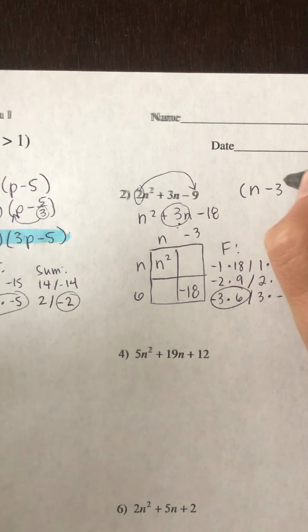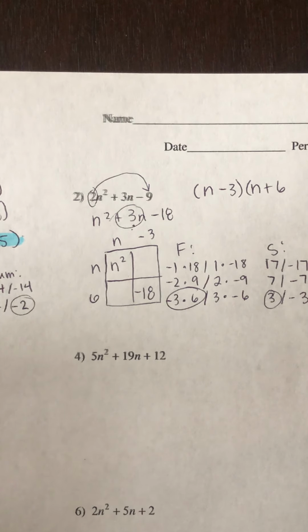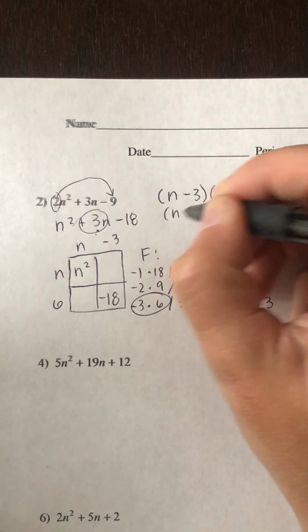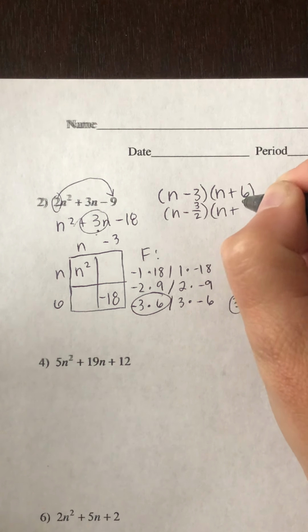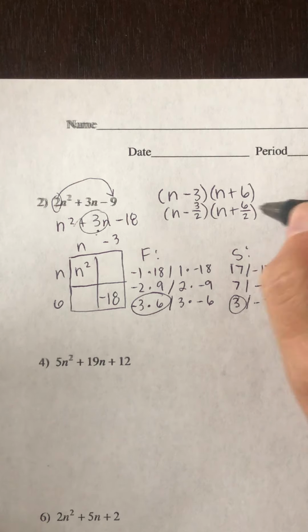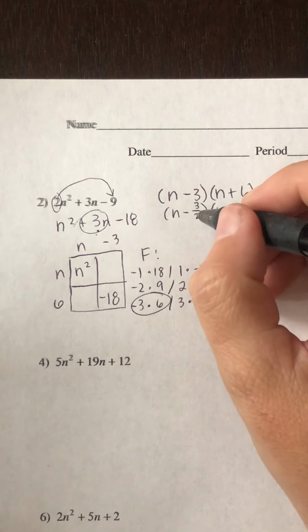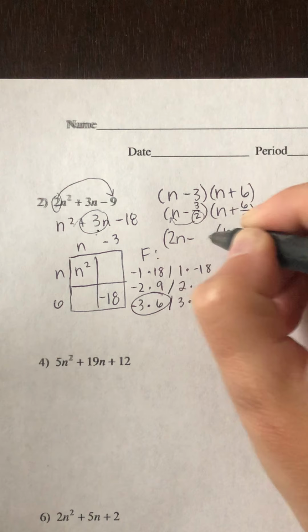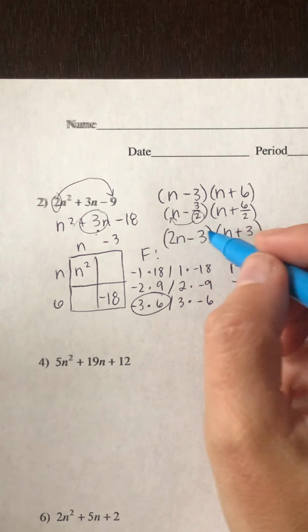n minus 3 times n plus 6, but we can't forget we have to go back and divide by what we multiplied with. So we're going to have n minus 3 over 2 and n plus 6 over 2. And we're going to simplify where we can, which would be this one. So we have n plus 3. And where we can't simplify, we take our denominator and move it to the front to 2n minus 3. That there would give us our final answer.